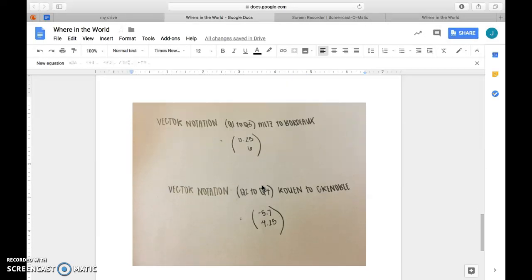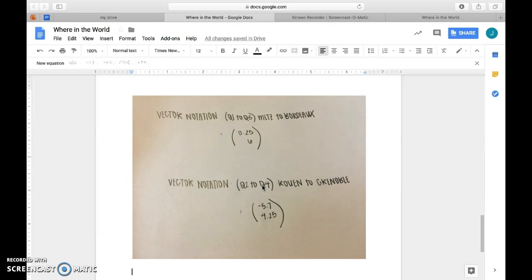The vector notation from quadrant 1 to quadrant 3, Metz to Bordeaux, was 0.25 and 6 underneath, and the vector notation from quadrant 2 to quadrant 4, Rouen to Grenoble, was negative 5.7, and underneath that 4.25.